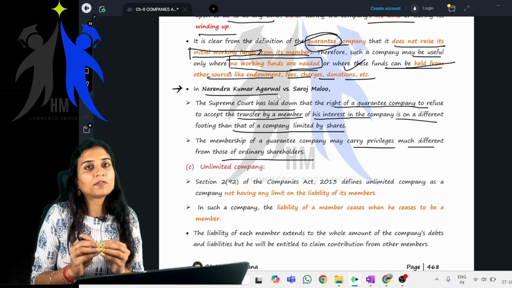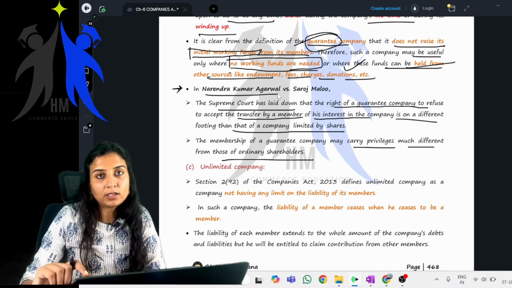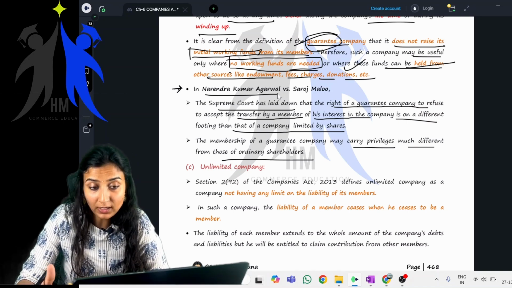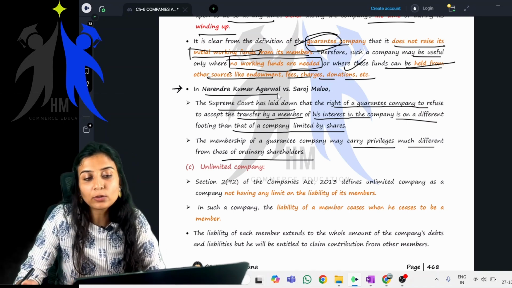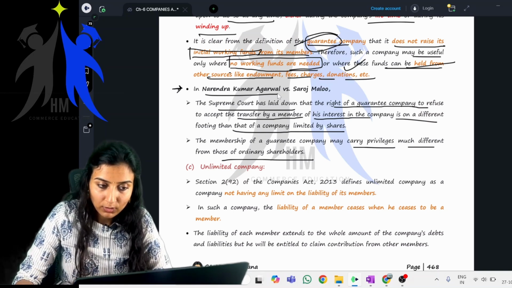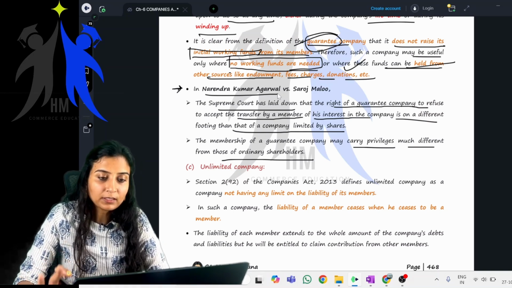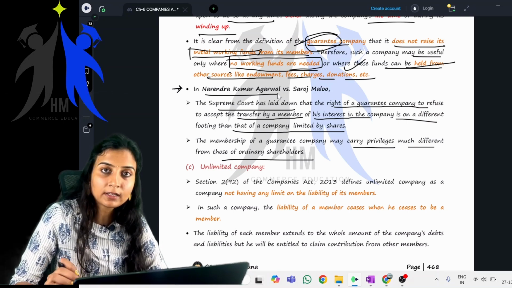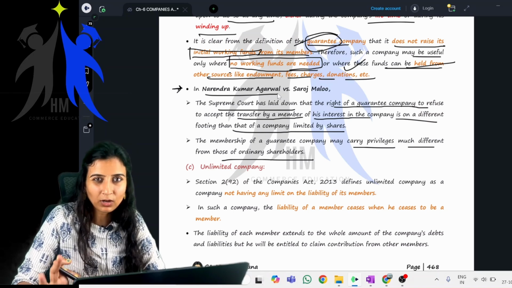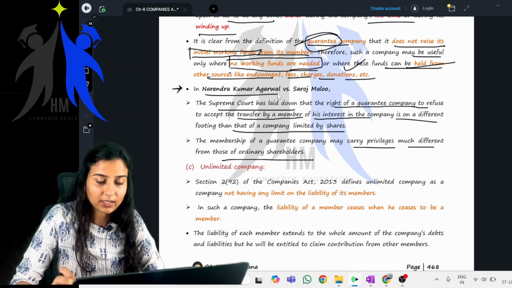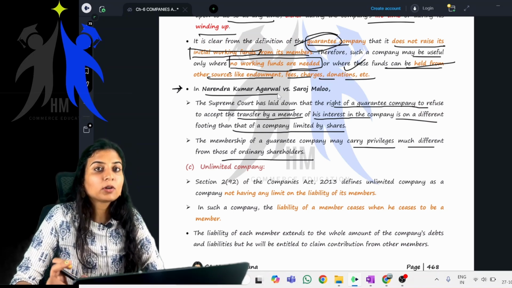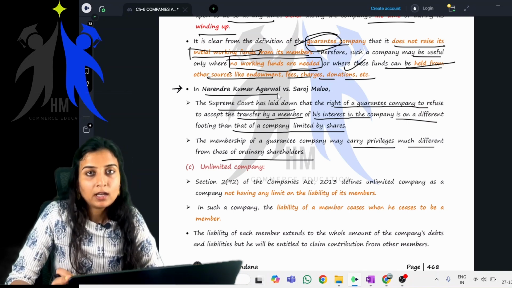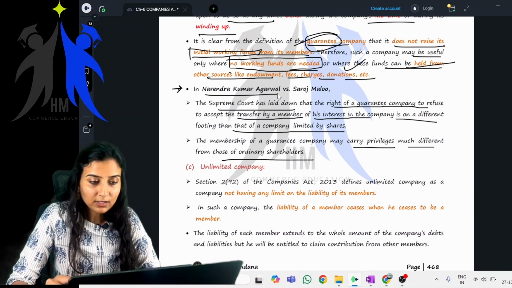Basically, he was a member of a guarantee company, and he wanted to transfer his interest as a member in that particular guarantee company to Saroj Malu. But the guarantee company refused, because such transfer was not allowed, was not written in the articles of association of the company. You will not understand that much, but just give it a try. So it said, no, you cannot transfer the shares of the company.